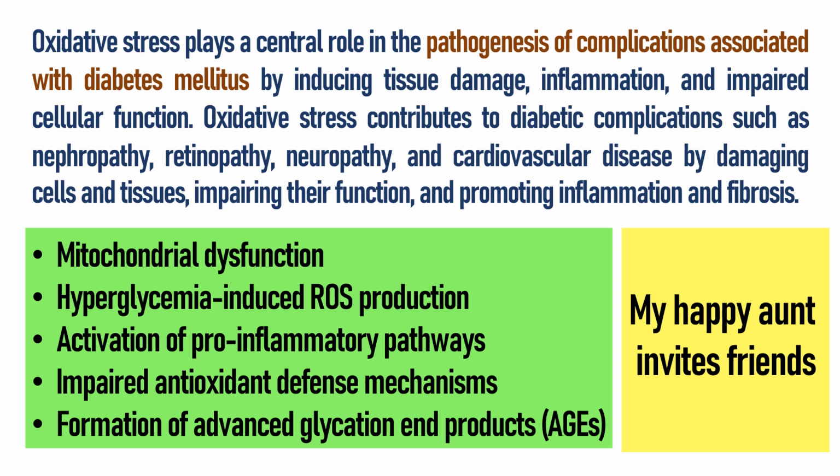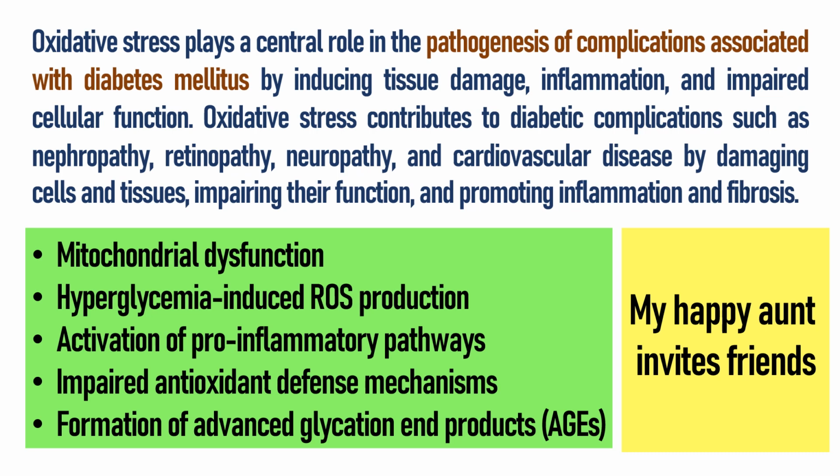Oxidative stress plays a central role in the pathogenesis of complications associated with diabetes mellitus by inducing tissue damage, inflammation, and impaired cellular function. Oxidative stress contributes to diabetic complications such as nephropathy, retinopathy, neuropathy, and cardiovascular disease by damaging cells and tissues, impairing their function, and promoting inflammation and fibrosis.